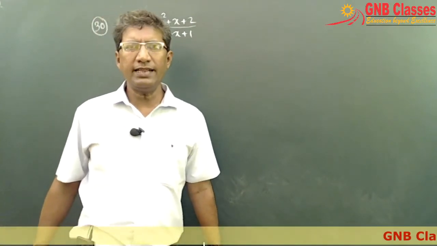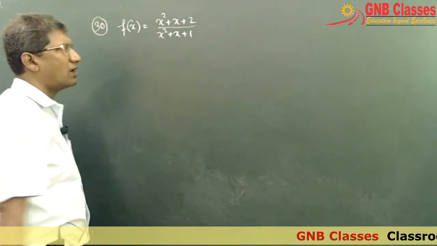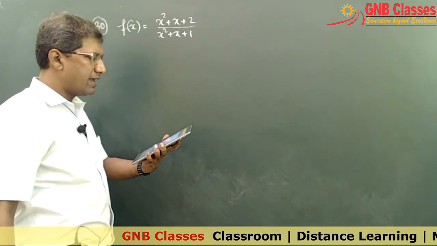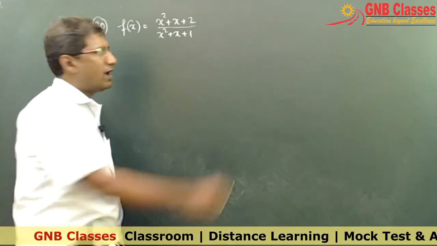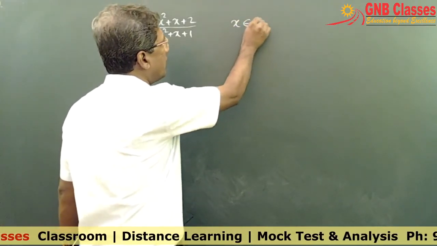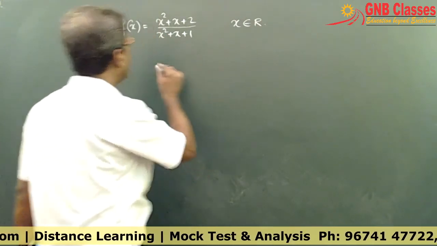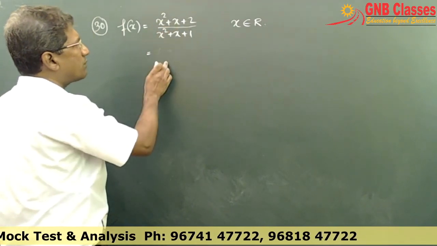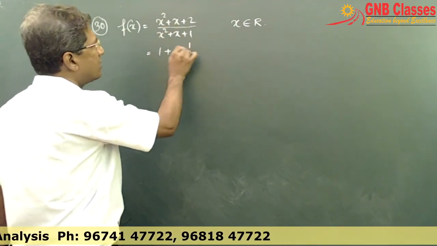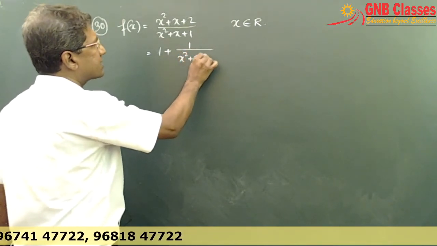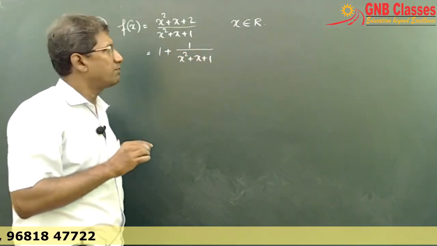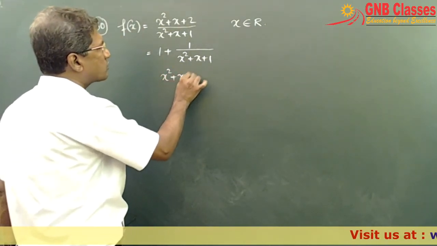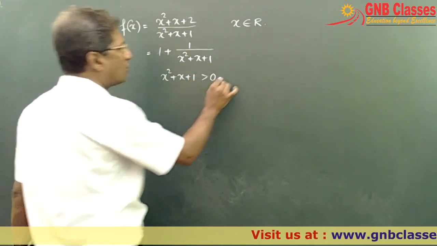In question number 30, they have asked us to find the range of the function where f(x) equals x square plus x plus 2 divided by x square plus x plus 1, where x belongs to any real value. Is it clear to all of you? Now I'm writing this as 1 plus 1 by x square plus x plus 1. Now you observe that x square plus x plus 1 is always greater than 0 for all real x.